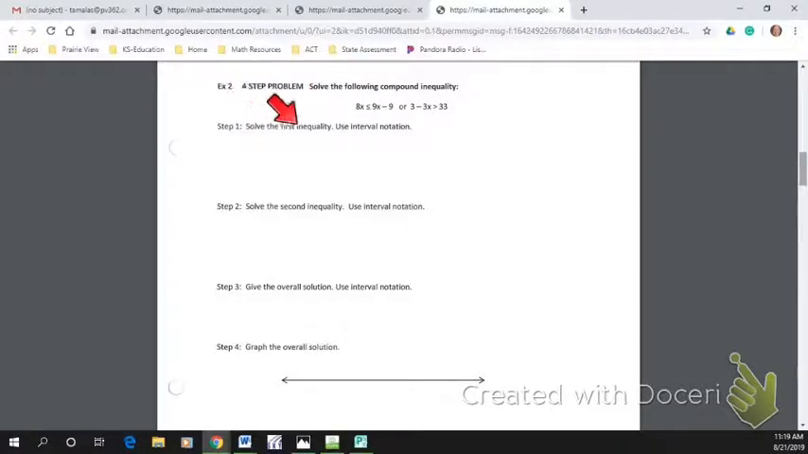Okay, step 1, solve the first inequality. Step 2, solve the second inequality. And then step 3 is give the overall answer in interval notation. And step 4, show it on the graph. Okay? So step 1, I'm supposed to solve the first inequality. So the first inequality is 8x is less than 9x minus 9.